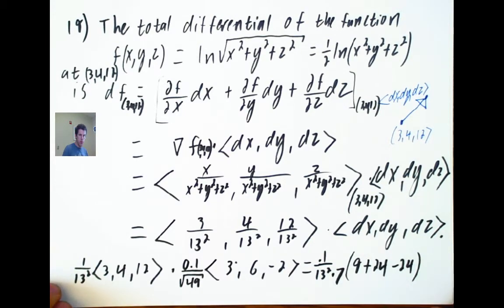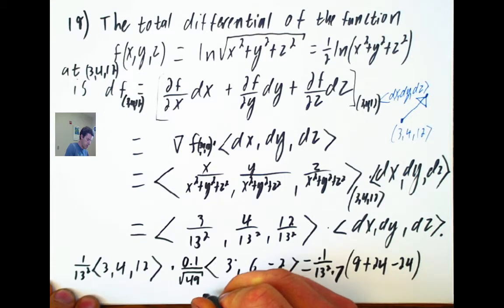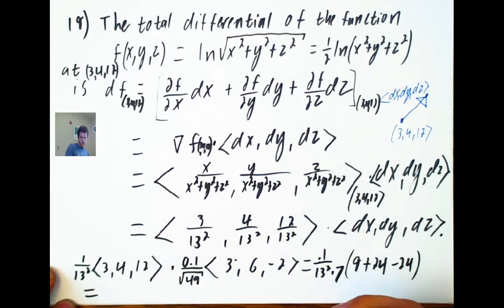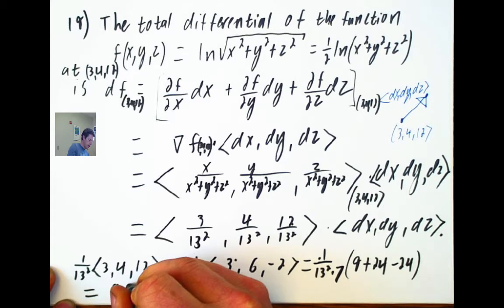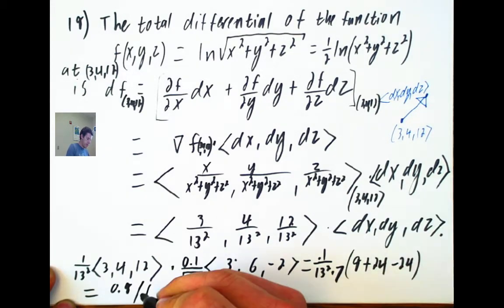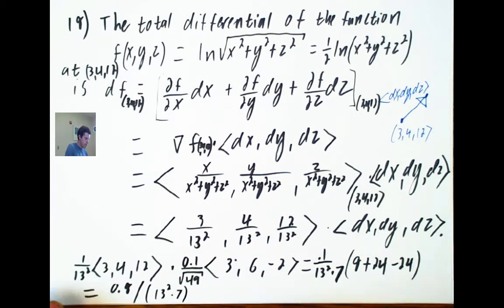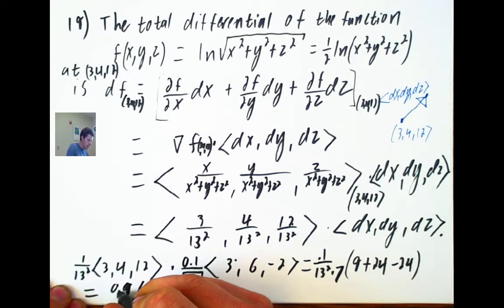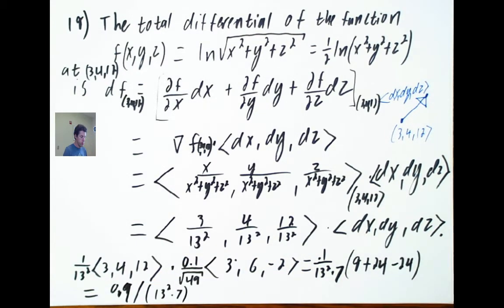Okay, so that is the total change. I'm running out of paper, and I would like to do this on one sheet of paper, so I'll put right here 0.9 divided by 13 squared times 7. Now just think about that for a second. That's a fairly small quantity, 0.9, that's less than 1, divided by 13 squared. Whew, I'm getting much less than 1. So this is a fairly small change, which is about right, because this displacement vector that told me how far to go from 3, 4, 12 is actually fairly small. I don't expect f to change all that much.